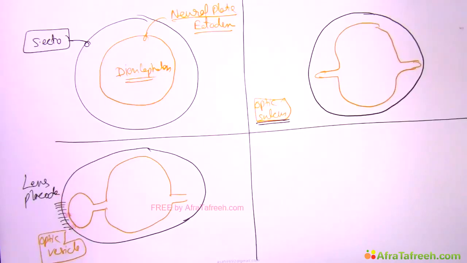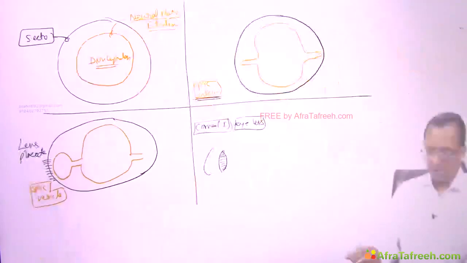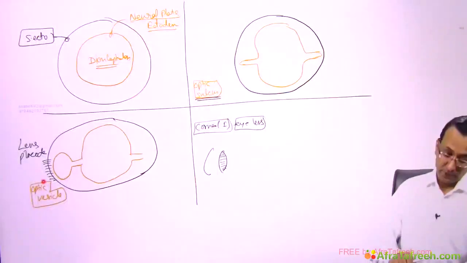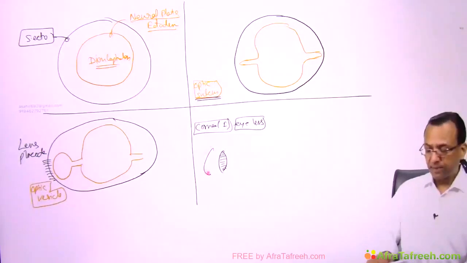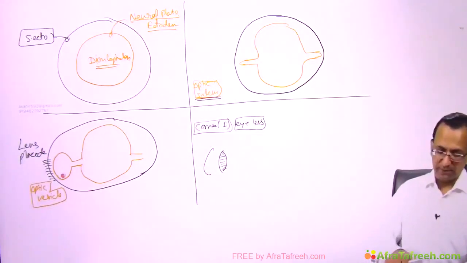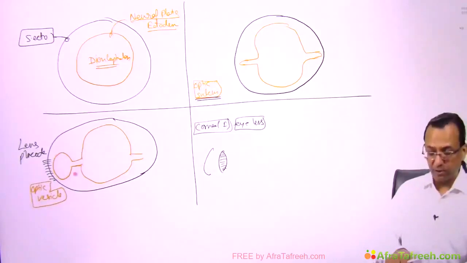Next, you can see that it has already formed two derivatives, which are the eye lens and the first layer of cornea. So the surface ectoderm was stimulated to form the eye lens and the first layer of cornea. Then what is happening to this optic vesicle, which is a neural plate ectoderm?